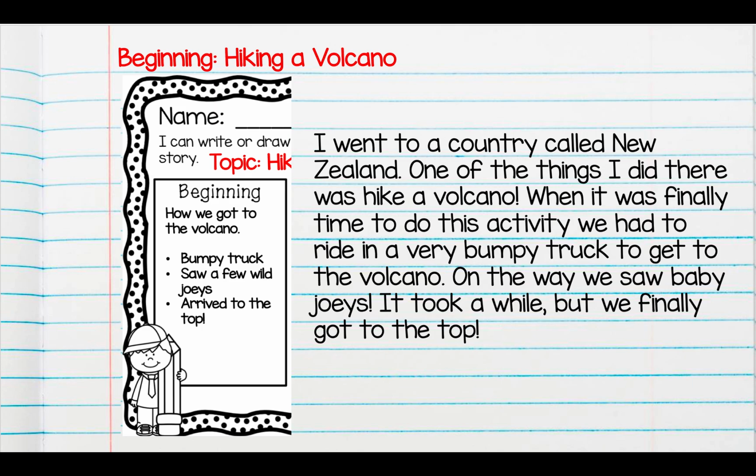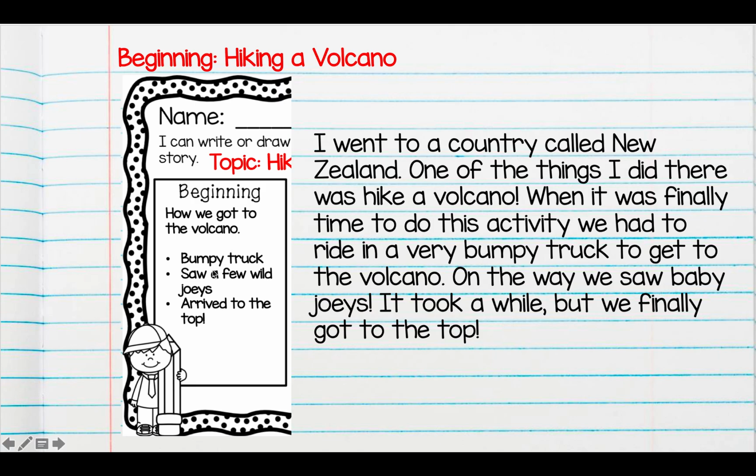This is the beginning of my story. I have my beginning part out so that I can see it whenever I write. I went to a country called New Zealand. One of the things I did there was hike a volcano. When it was finally time to do this activity, we had to ride in a very bumpy truck to get to the volcano. On the way, we saw baby joeys. It took a while, but we finally got to the top.